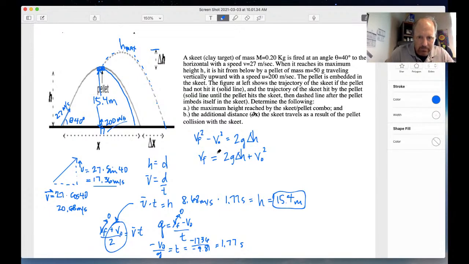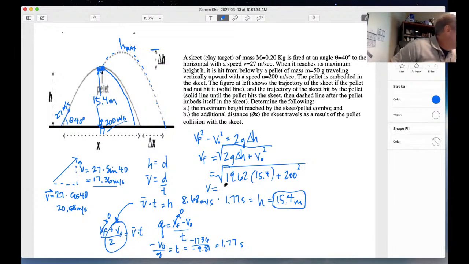Ooh, let me undo that. That's not good. Okay, squiggly as that is, that's what we need. So we need 19.62 times 15.4 plus v initial, 200, squared, and then we take the square root of all that. So v final at the top is equal to 199.24 meters per second. Okay, so that's still pretty much 200. So the velocity of the pellet when it hits the skeet is 199.24 meters per second.